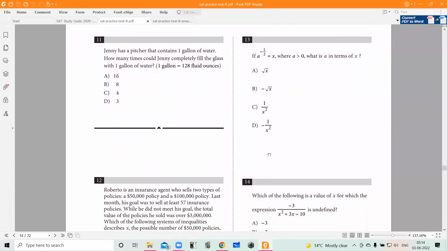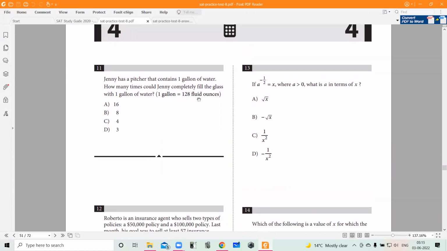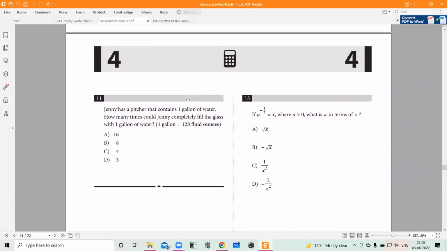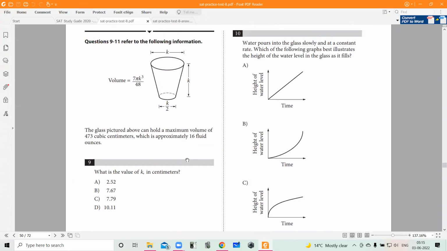Okay. Jenny has a pitcher that contains 1 gallon of water. How many times could Jenny fill the glass with 1 gallon of water? So this is connected with that, right? Wait, so how many fluid ounces were in that cup? So we have 16 fluid ounces for one. 16. Mhm.